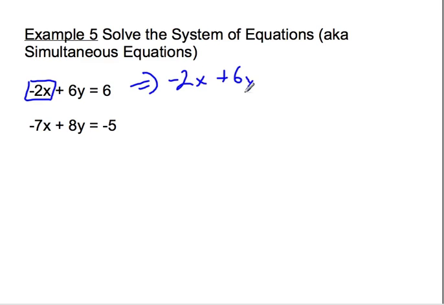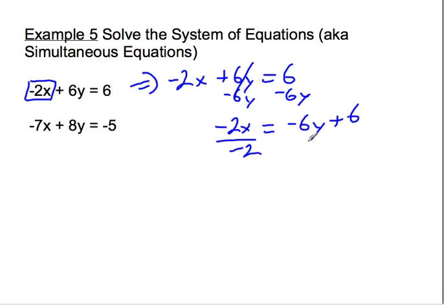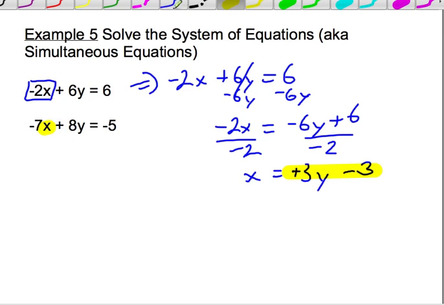Negative 2x plus 6y equals 6. I want to solve for x, so I'm going to subtract 6y from both sides. Get negative 2x equals negative 6y plus 6. Divide by negative 2. You get x equals negative 6 divided by negative 2 is positive 3y minus 3. 6 divided by negative 2 is negative 3. So that's my x value. I've solved for x, so we've got 3y minus 3, and we can substitute that in the second equation. Okay, because we used our first equation to solve, now we're going to use the second equation to substitute the value of x in there.